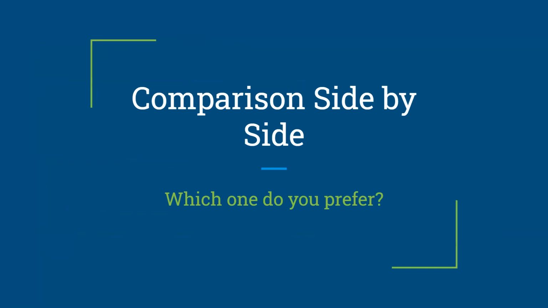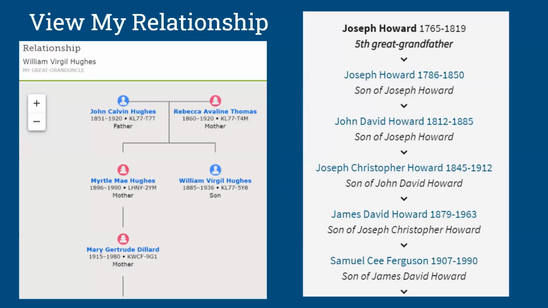So let's just look side by side and see which one you prefer. On the left is the view my relationship status. So let's say I'm working on an ancestor. In this case, it's William Virgil Hughes up here. And FamilySearch says, hey, this is your great granduncle. This guy is the brother of Myrtle May Hughes, who is my great grandmother. So it kind of walks through how you're related by doing the lines.